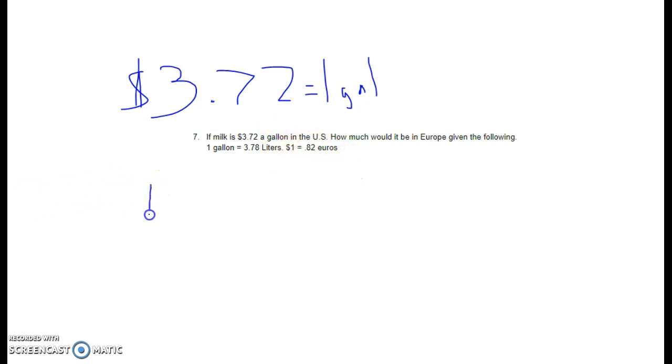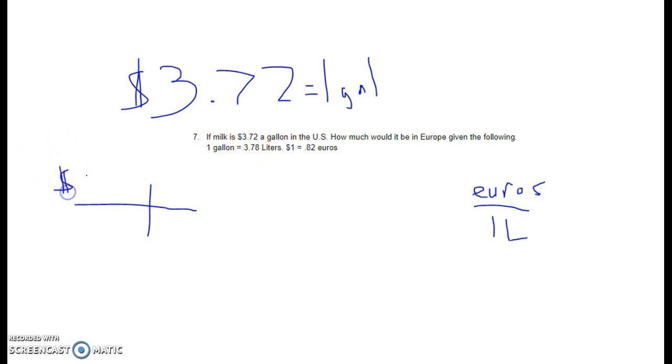So let's just start off with our T-chart. And I want this to eventually become European. So it's got to be euros, the price, and Europe also uses liters. So it's got to be over 1 liter. Okay? So I'm going to go ahead and start by entering in the price of milk.